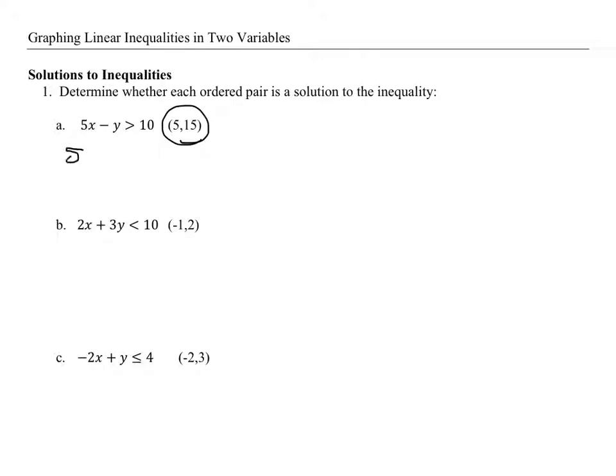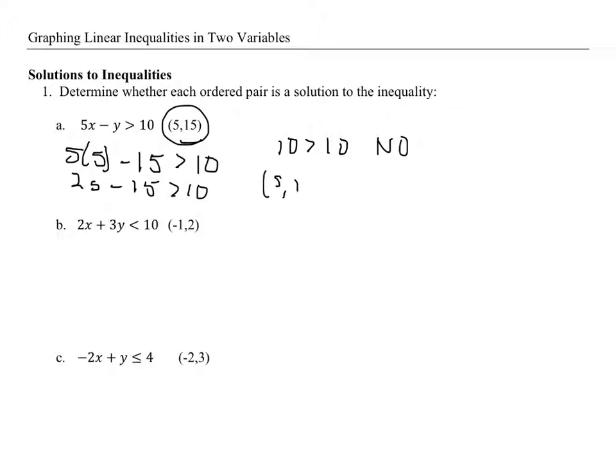So I'm going to put 5 in for x, 15 in for y. So we're going to get 25 minus 15 is greater than 10. 10 is greater than 10. No, because 10 is equal to 10 and there's no equal to here. Therefore, (5, 15) is not a solution to the inequality.